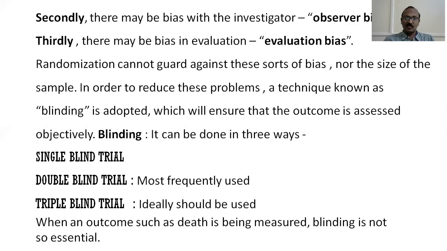In a single blind trial, the participants do not know whether they belong to the experimental group or study group and control group. In the double blind trial, the participants and the doctor are not aware whether the participants belong to the study group or the control group. In the triple blind trial, the analyzer or the evaluator along with the doctor and the participants are not aware whether they belong to the study group and the control group. So as I said earlier, double blind trial is more frequently used, but the ideal is a triple blind trial. But when we are discussing an outcome such as death, blinding is not essential.